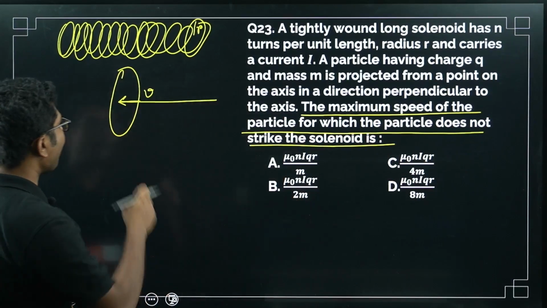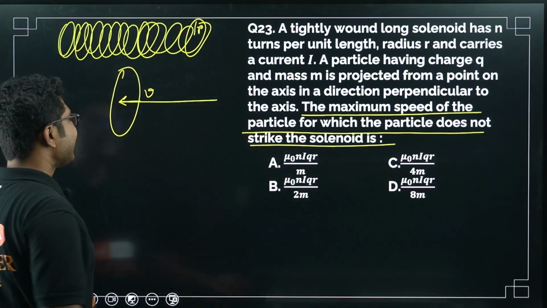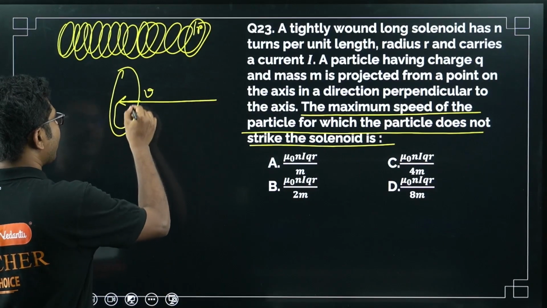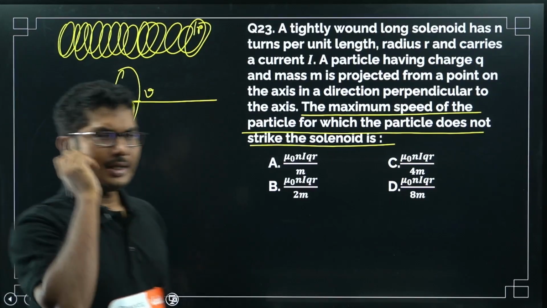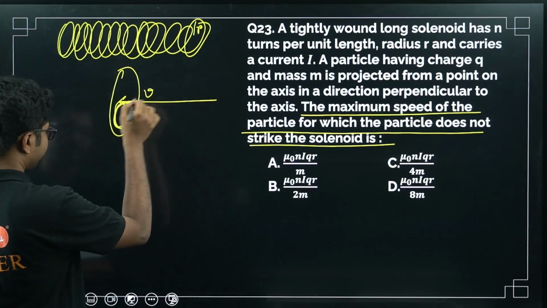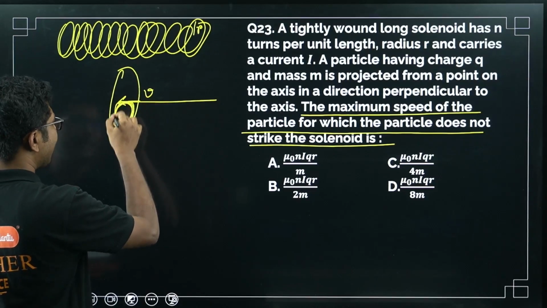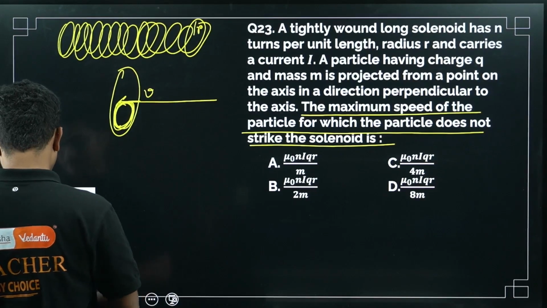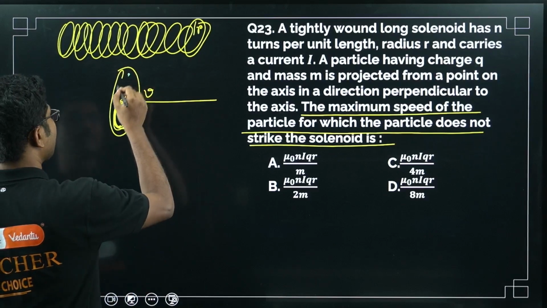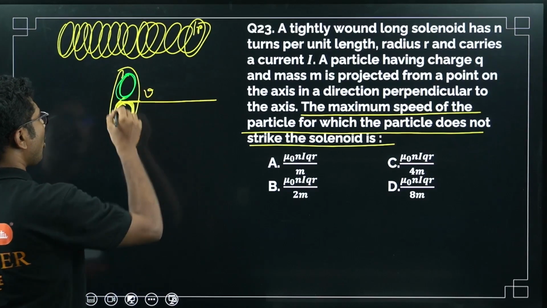So what will happen to the particle? In this case, the particle will start rotating in a circular motion. Because you are throwing it from the axis, it will either move like this or in the upper half, based on whatever direction of current is flowing in the solenoid. So it will either move like this or it will move like this.